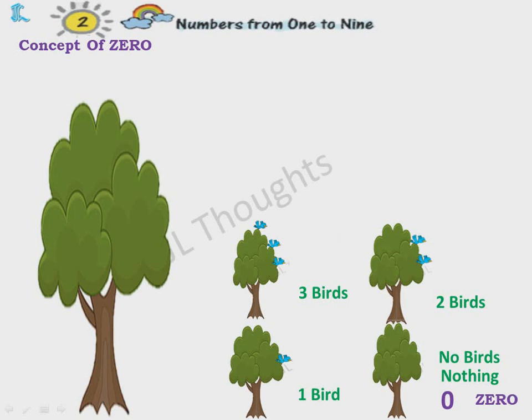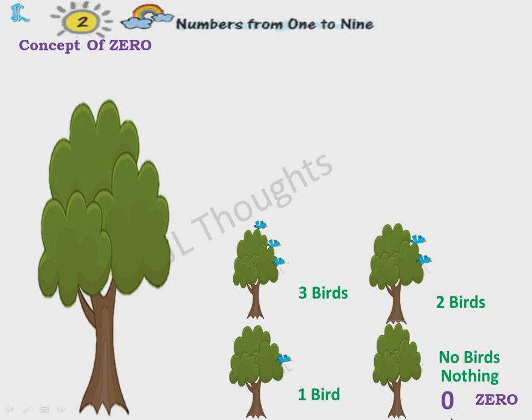Then we say it as nothing, that is 0. See how to write 0? Z-E-R-O, 0. First 3 birds were there, then 2 birds, then 1 bird, then there were no birds. Nothing was there. So then it is called 0 birds. How many birds are there now? 0 birds. Okay, understood children? The concept of 0: if there is nothing, no objects are there, then we call it 0.